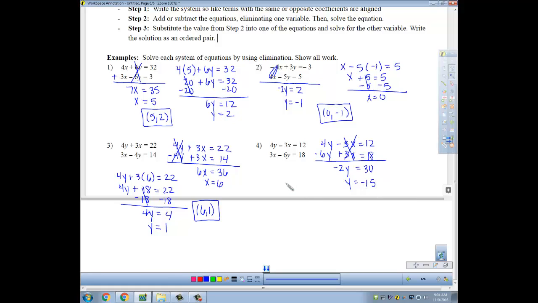So again from there, just pick whichever equation you want. I'm just going to pick the first one. So 4 times... That was weird.